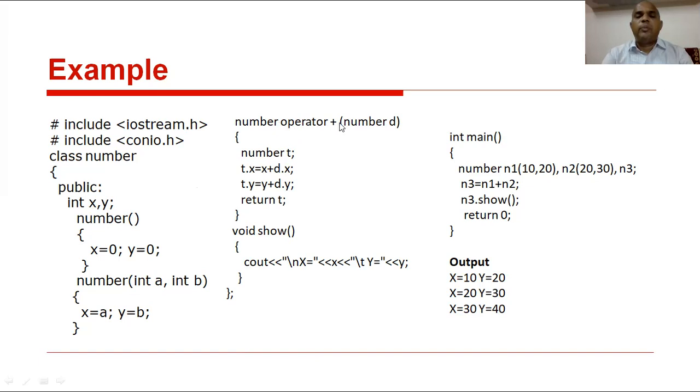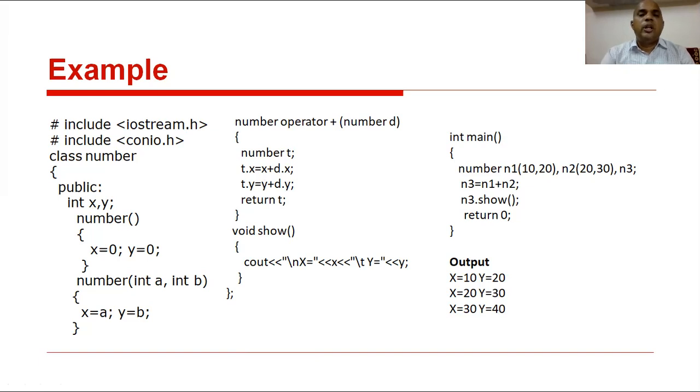Number operator plus Number d. This is the return type. Which type? It is not an integer, not a float, not a double, not a character. What type of return type am I using here? I am using a class type, class Number, that is the name of the class. Here we should return a class type, that is called an object.